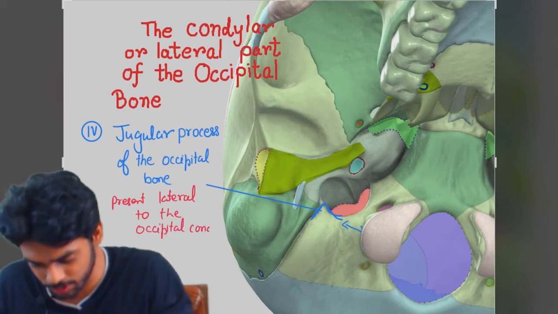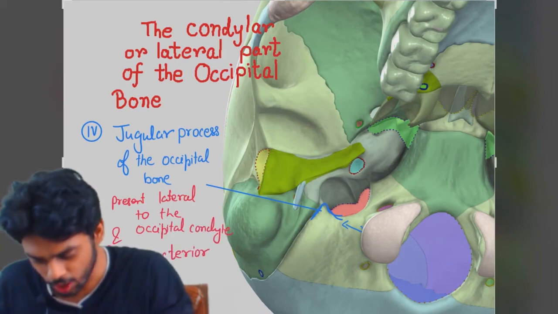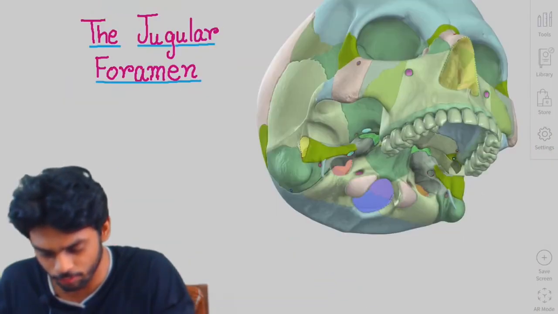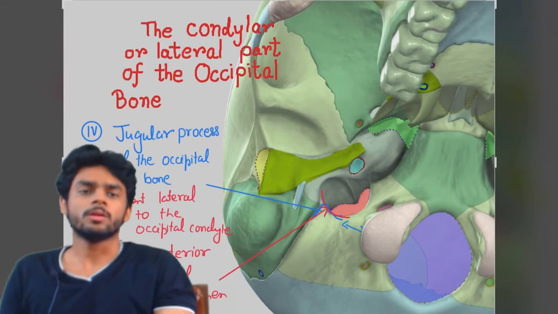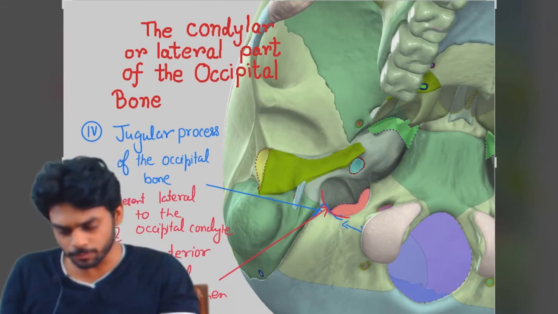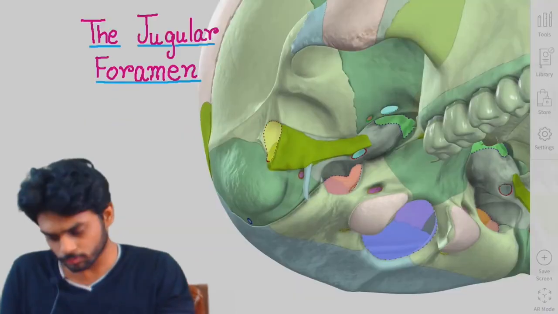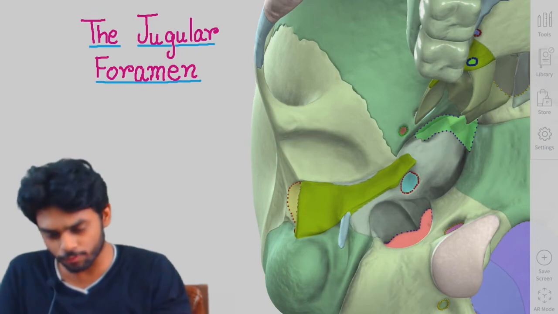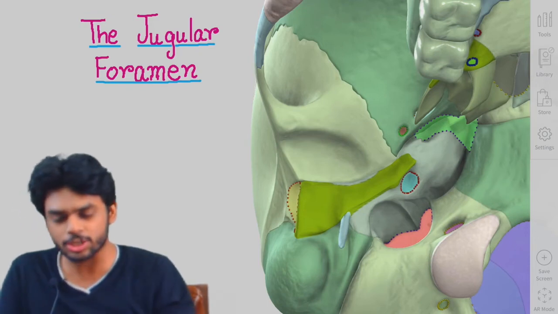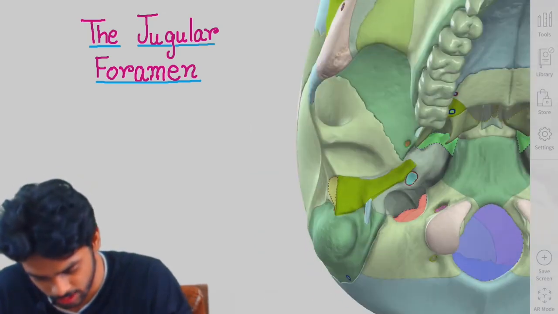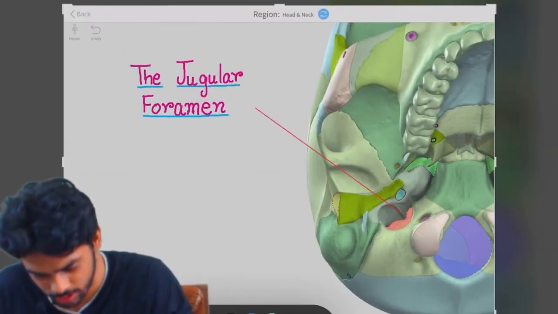Can you see how it is present lateral to the occipital condyle and forms the posterior boundary of the jugular foramen? This is the jugular foramen part. Now we will discuss the jugular foramen. Can you see the jugular foramen here? This is the jugular foramen, the structure which you can see on the screen.